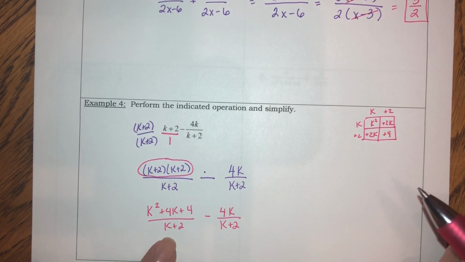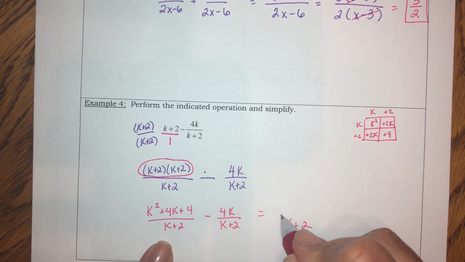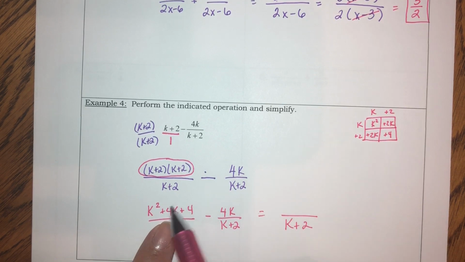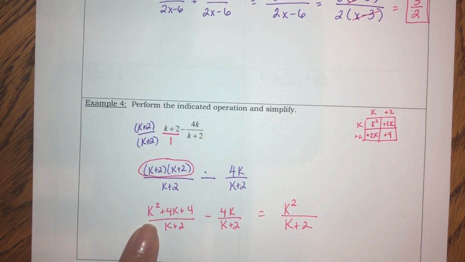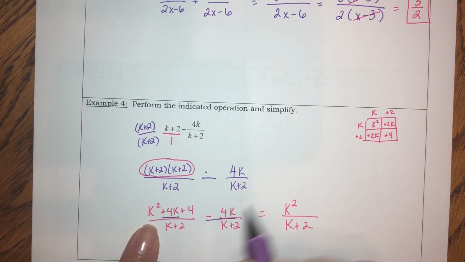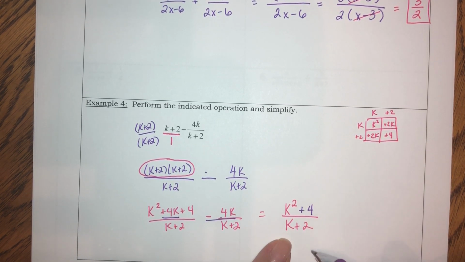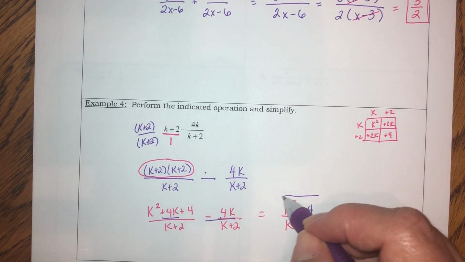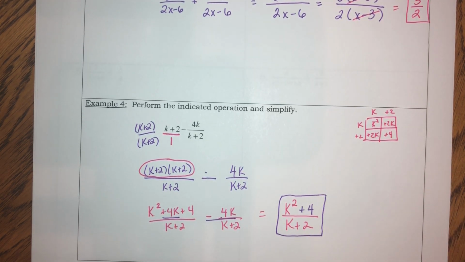Now what does that do for you? Well, since you have your common denominator, you can now keep that common denominator. And on the top, we have k squared. We have 4k and negative 4k, so they cancel each other out, and then we have plus 4. This can't be factored, either one of them can't be reduced. And so k squared plus 4 over k plus 2 is your final answer.